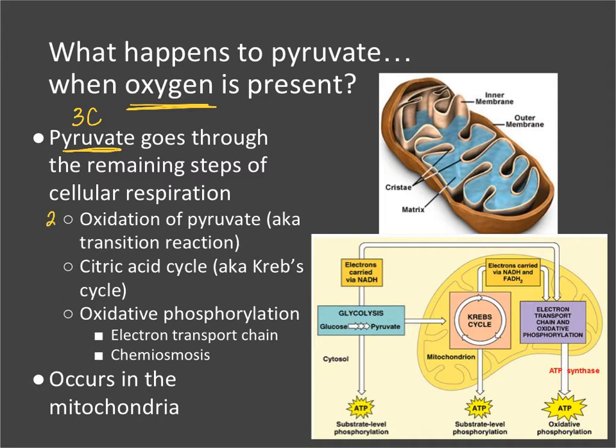So it's going to go through the oxidation of pyruvate, which is also called the transition reaction, the citric acid cycle, which is also called the Krebs cycle, although that term is starting to become older and not being used anymore. And then last but not least, it's going to go through oxidative phosphorylation, which involves the electron transport chain followed by chemiosmosis. Now, in addition to needing oxygen, these steps also require mitochondria in order to occur. So we're going to be talking about the specific areas of the mitochondria where these different reactions occur and why that's important.